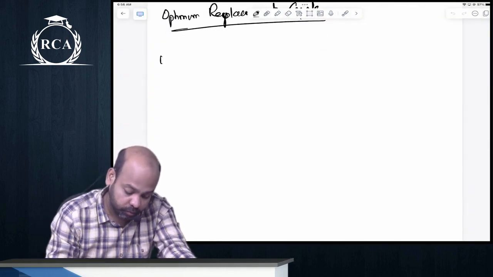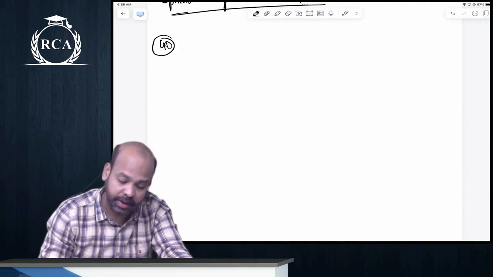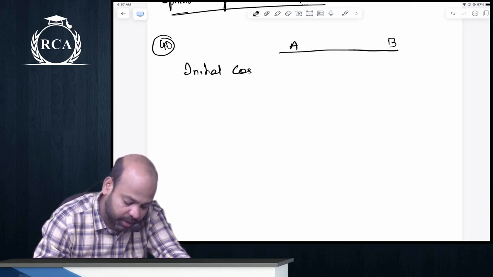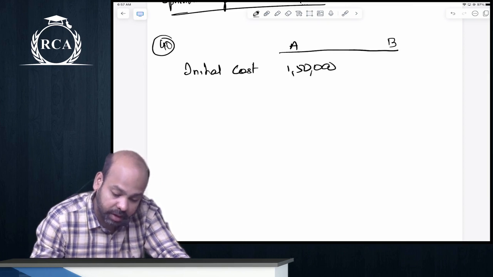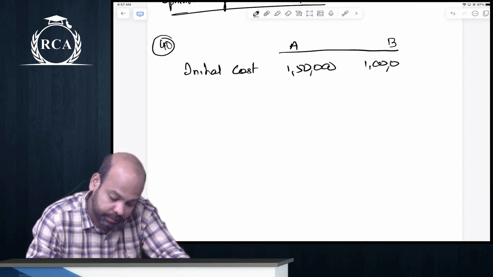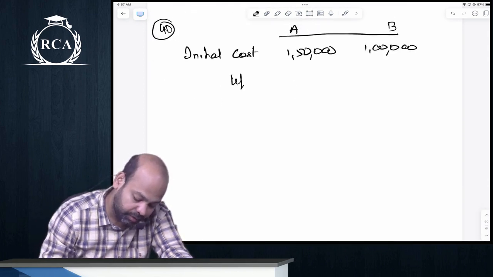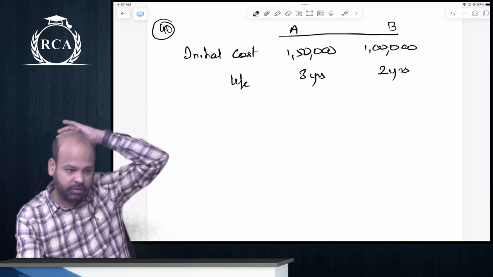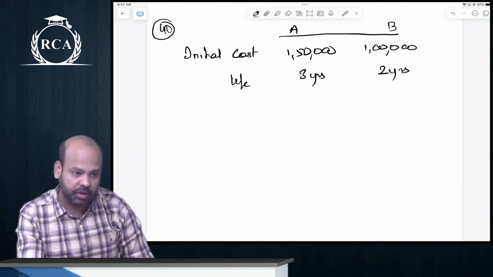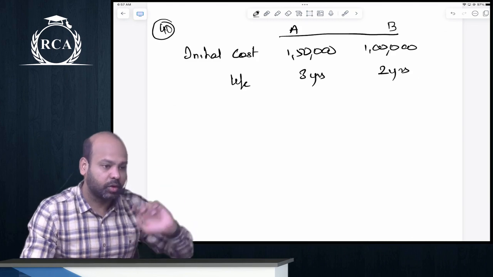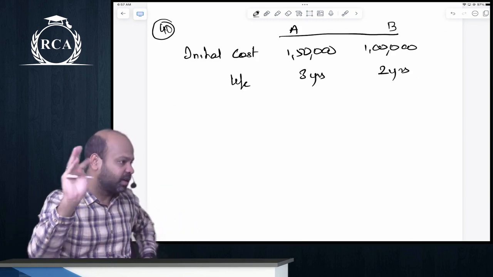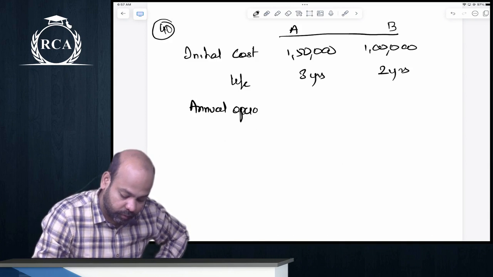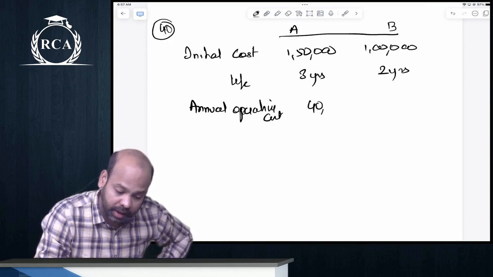Start, 40th question, guys. You have X, you have A and B. The initial cost of the machinery is 1,50,000 and here it is 1 lakh. Life of the machine is 3 years and 2 years. I have a habit of computing present value of operating cost first and then adding it to initial cost. You can also divide the initial cost by PVAF and then add, but instead of present valuing operating cost and dividing back, you can leave it as it is. What is your annual operating cost? Annual operating cost of the machines is 40,000 and 60,000.